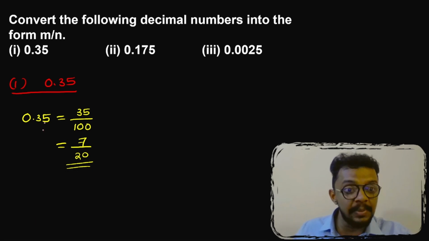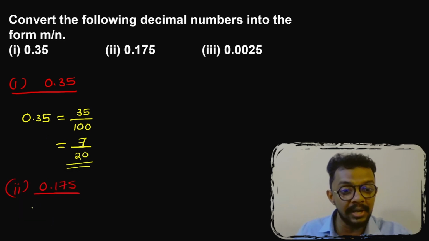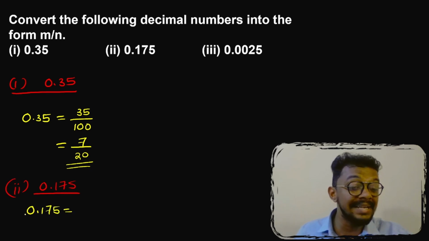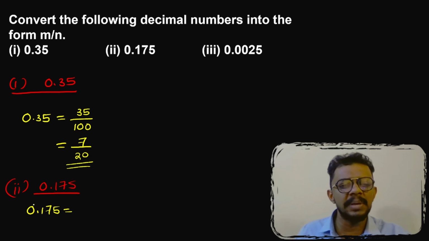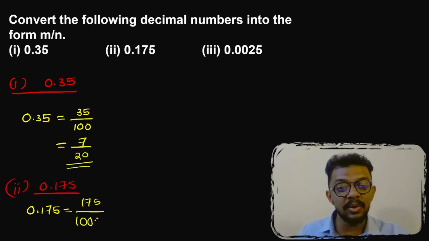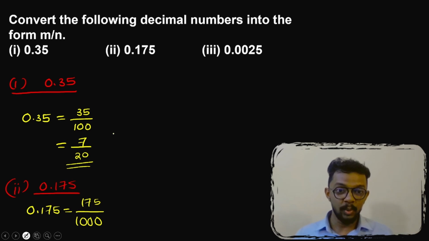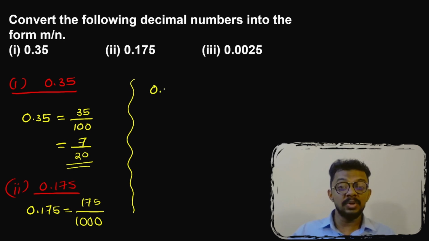It's time to discuss question number 2. What is question number 2? Question number 2 is 0.175. What were the steps? Step number 1. 0.175 is equal to, if I remove all the decimal part, if I just ignore the decimal point, this number is 175 divided by 1, and how many zeros? 1, 2, 3. Total 3 decimal places are there. So 3 zeros. 175 divided by 1000 is this number.